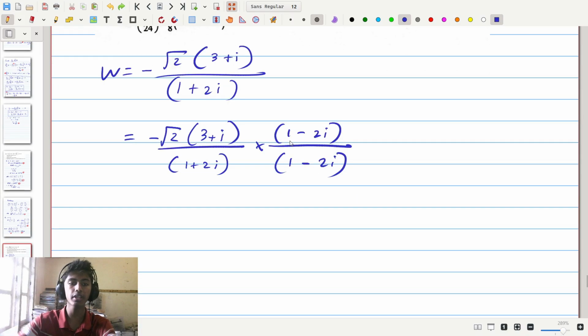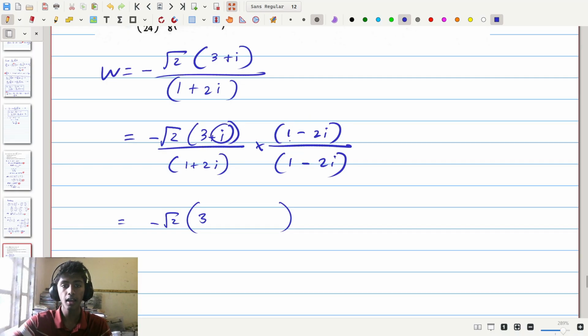If we do this, we can see on top we're going to get negative square root of 2 multiplied by the product of (3 + i) and (1 − 2i), which is going to be 3 times 1, which is 3, i times 1, which is i, so plus i, 3 times negative 2i, which is going to be minus 6i, and finally i times minus 2i, which is going to be minus 2i squared, which is going to be plus 2.